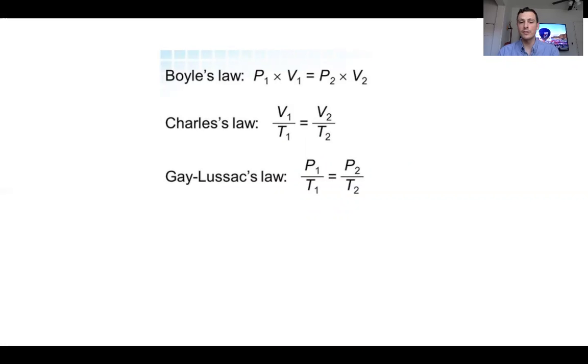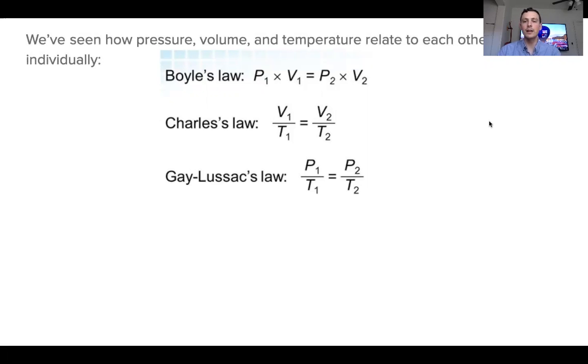We know Charles's law relates volume to temperature, and those are directly proportional, meaning that when temperature goes up, the volume will also go up. And lastly, Gay-Lussac's law, we know that when pressure goes up, that's because temperature also went up. So those are also directly proportional. So we've seen how these three different factors relate one at a time.